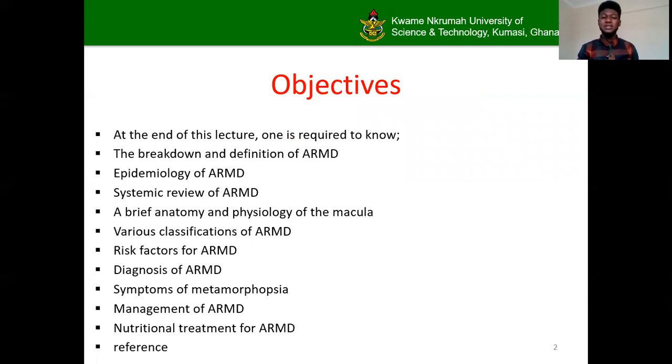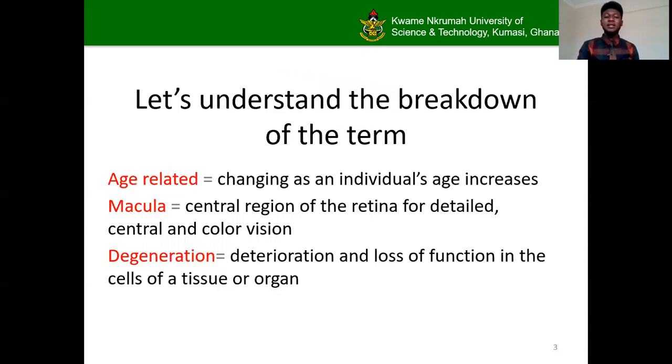Now, let's look at some objectives. At the end of this lecture, one is required to know the breakdown and definition of ARMD, the epidemiology of ARMD, some systemic review of ARMD, a brief anatomy and physiology of the macula, various classifications of ARMD, risk factors for ARMD, diagnosis of ARMD, some symptoms of metamorphopsia, management of ARMD, nutritional treatment for ARMD, and some references provided. Now let's understand the breakdown of the term age-related macular degeneration.